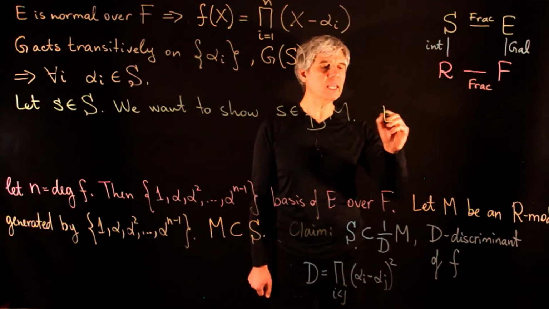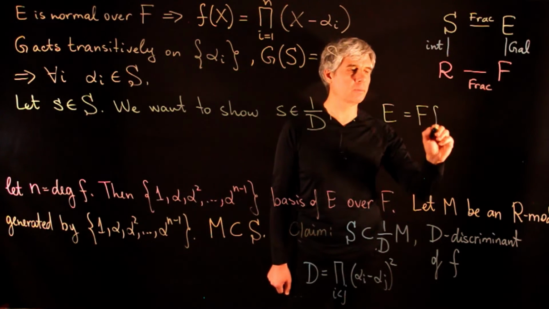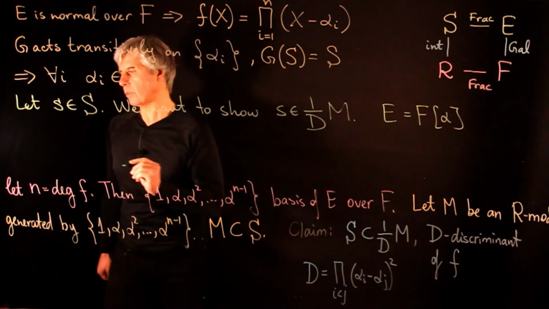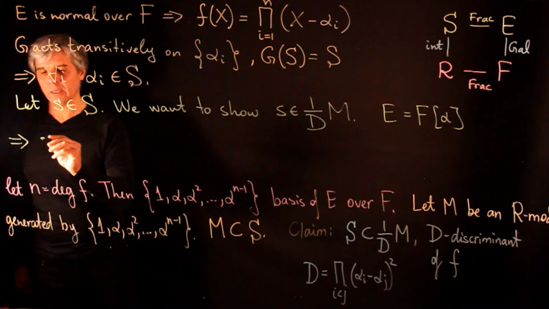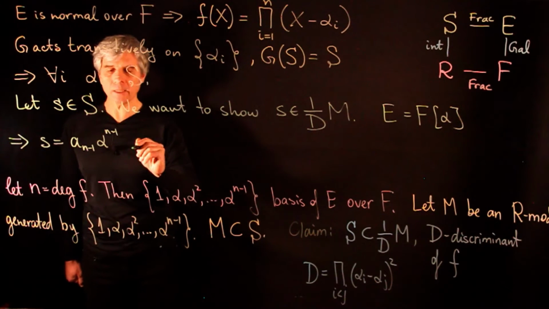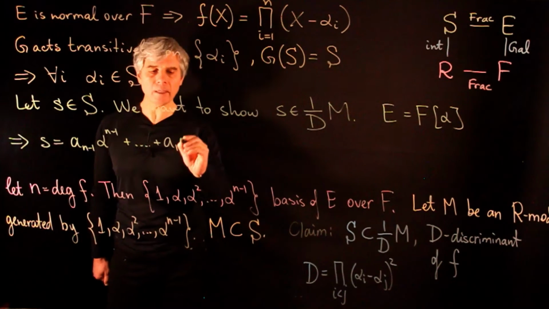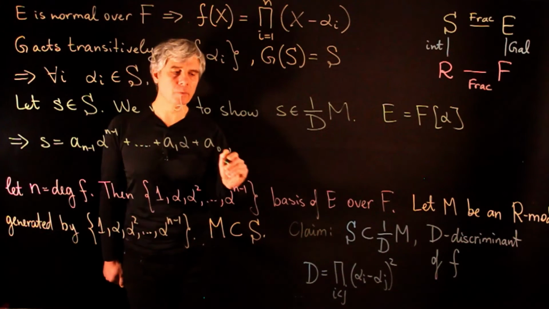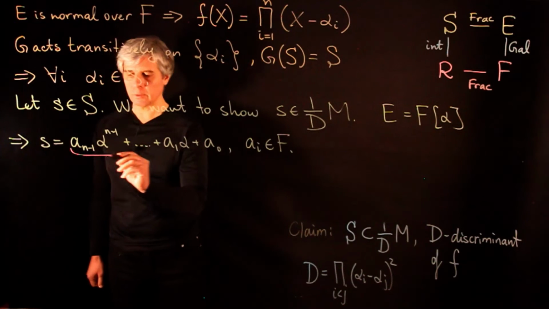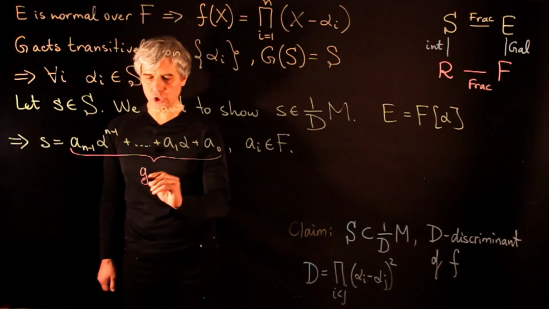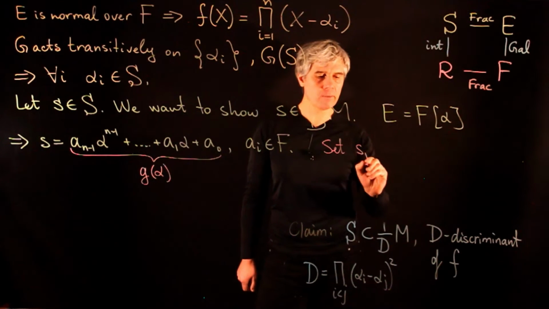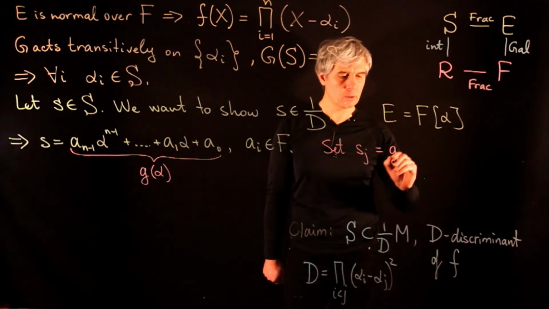Now we know that E is F(alpha), and alpha is an element of degree n. So this means that s can be written as a_{n-1} alpha^{n-1} plus ... plus a_1 alpha plus a_0, where the a_i's are elements of F. Now let us denote this expression as g(alpha).